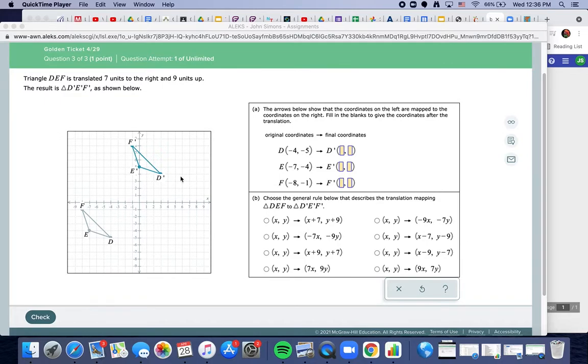Okay, and I apologize, some of these circles you can't see that well. But all you have to do for this first part, for letter A, is put it in the new coordinates. It says that D, which is right here, was originally -4 for your x coordinate, and then your y coordinate is -5. Now they're saying, where is it now? Well, it's right here, and all you have to do is put its coordinates.